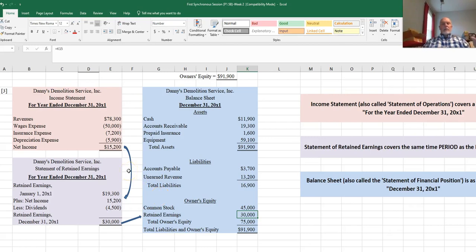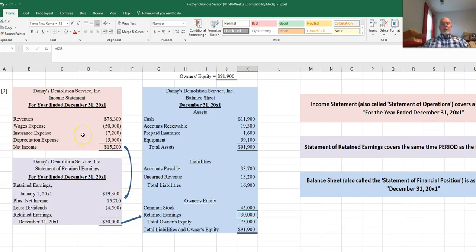The bulk of the information is really the results of operations reported on the income statement, and then the financial position that we're in at the end of the year presented on the balance sheet. The statement of retained earnings is basically a link between those two financial statements. So it does provide some information there, but it's mostly a link between those two.